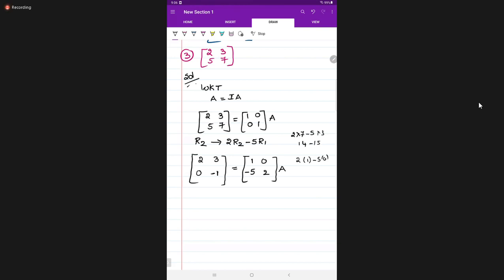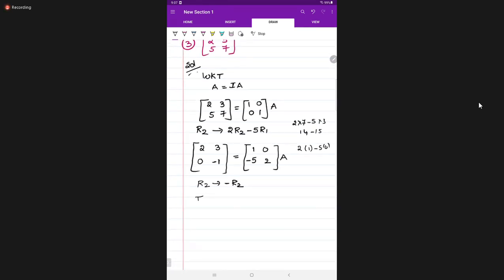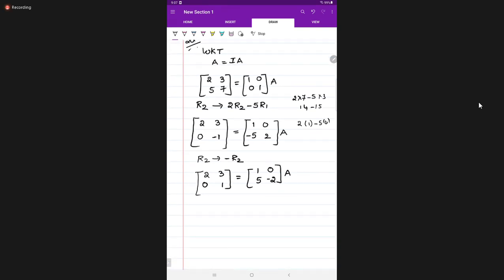No, ma'am. Next, what to do? Here minus 1 is there. To make this minus 1 as plus 1, multiply with minus R2, then you get plus. So the matrix 2, 3, 0, 1 is equal to 1, 0, minus into minus plus 5, minus 2, into A. So the second row throughout is multiplied with minus.